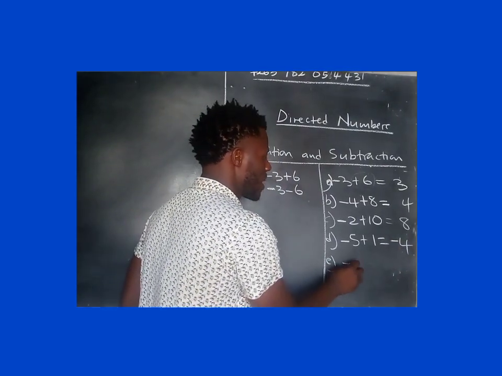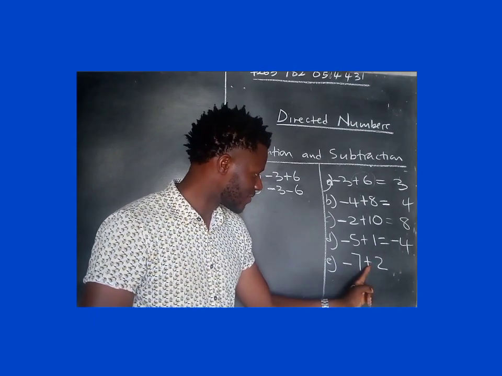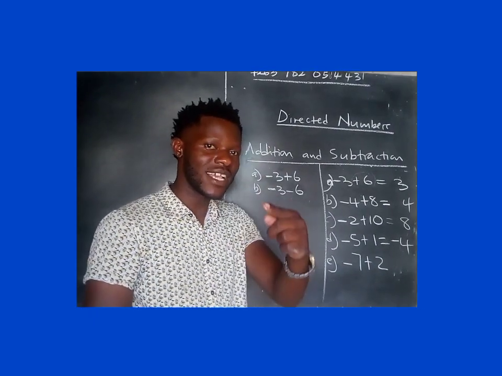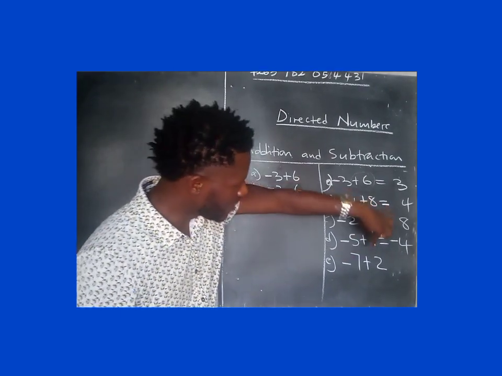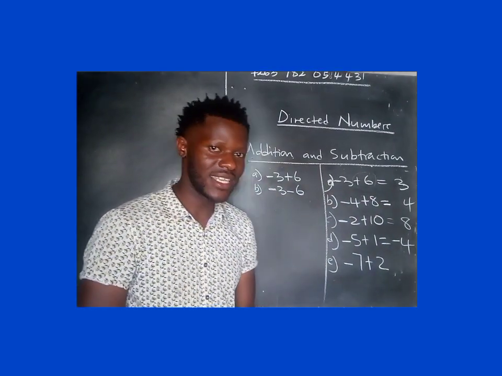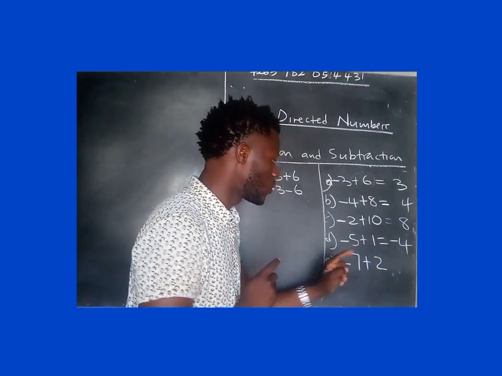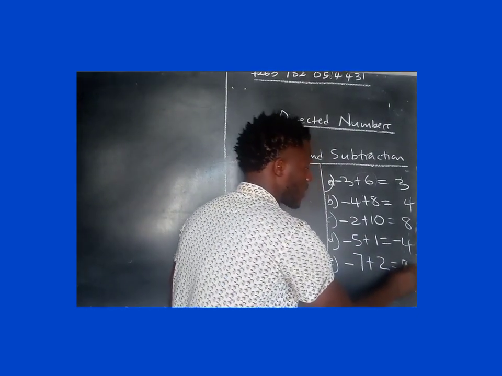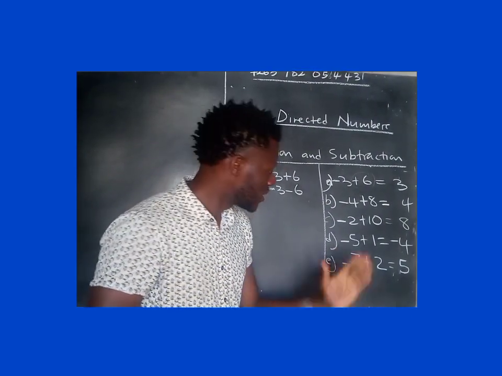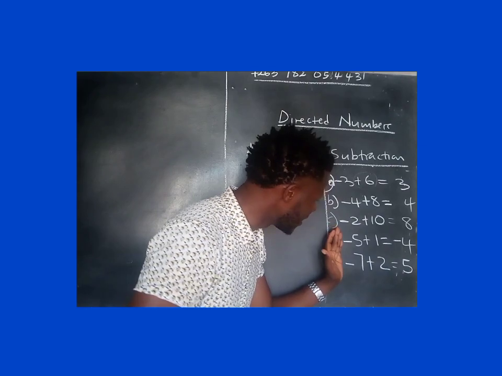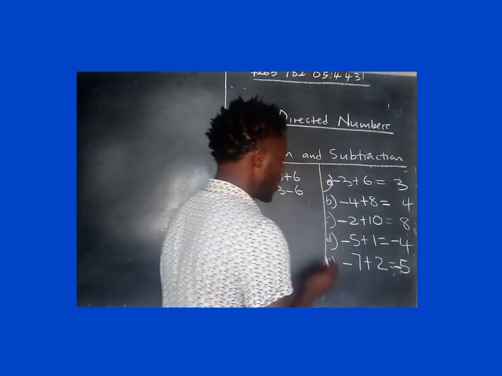Number E, minus 7 plus 2. Instead of adding, subtract. As long as it starts with a negative symbol, do the opposite. Minus 7 plus 2, so we're no longer adding. Instead, you are subtracting. That is 7 minus 2, you get 5. Then 5 must take the sign of the bigger value. 7 is the bigger value here, and it is carrying a negative symbol, so the final answer must be negative.